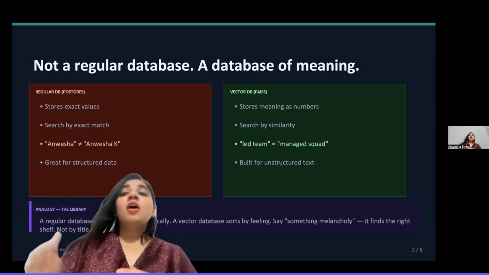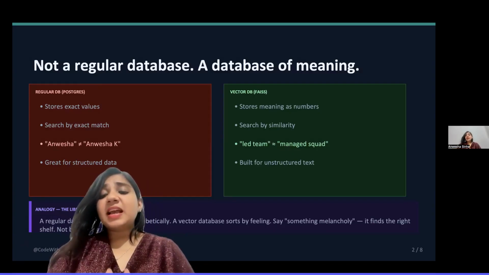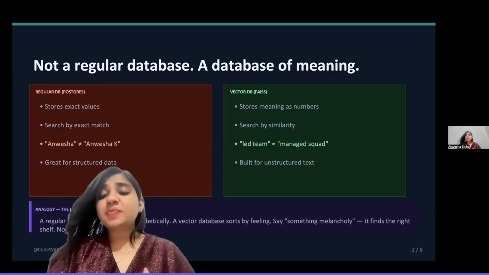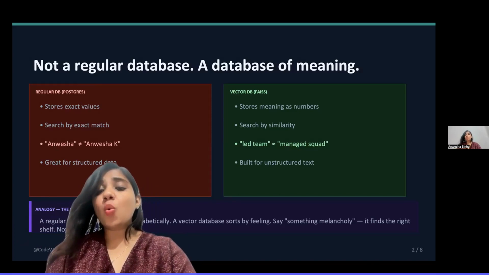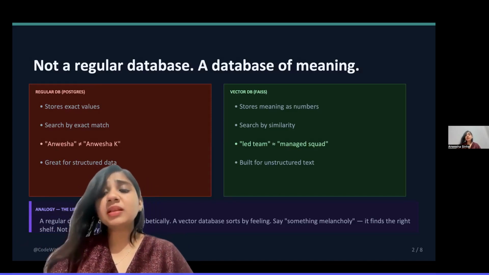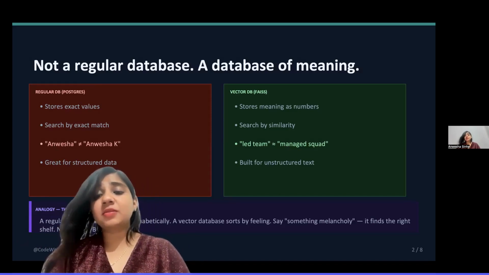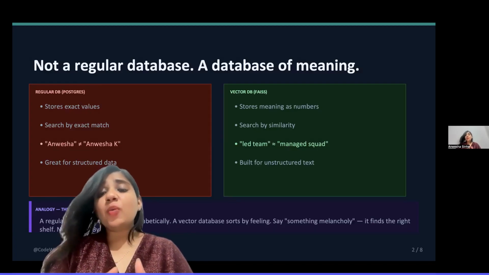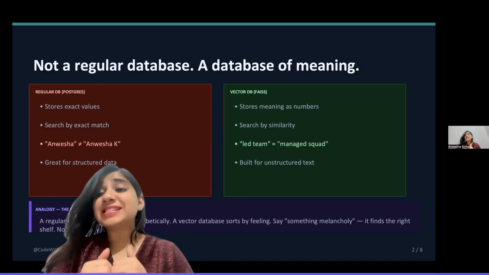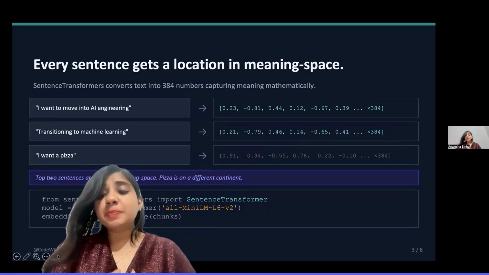So, yes, my friends, a vector database stores data as numbers, specifically, lists of numbers called vectors or embeddings. The numbers capture the meaning of the text, not just the letters. And when you search, you are not looking for an exact match. You are looking for the closest list of numbers that represents meaning.